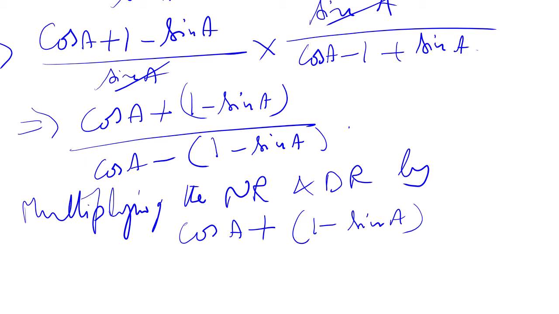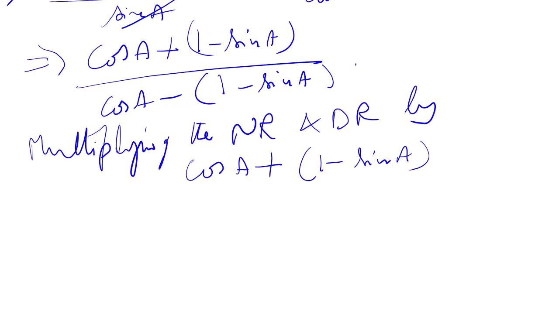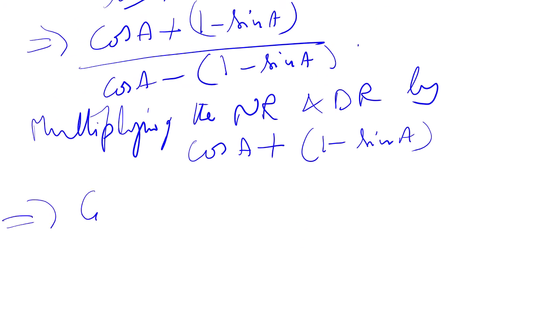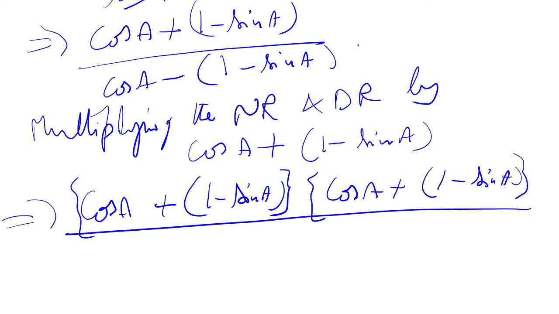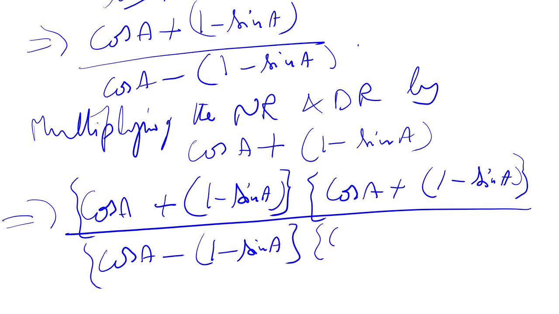So it is cos A minus (1 minus sin A). Now it will multiply with cos A plus (1 minus sin A). So what will it become? It will become cos A plus 1 minus sin A into again cos A plus 1 minus sin A, upon, in the denominator, cos A minus (1 minus sin A) and cos A plus (1 minus sin A). Did you get it?